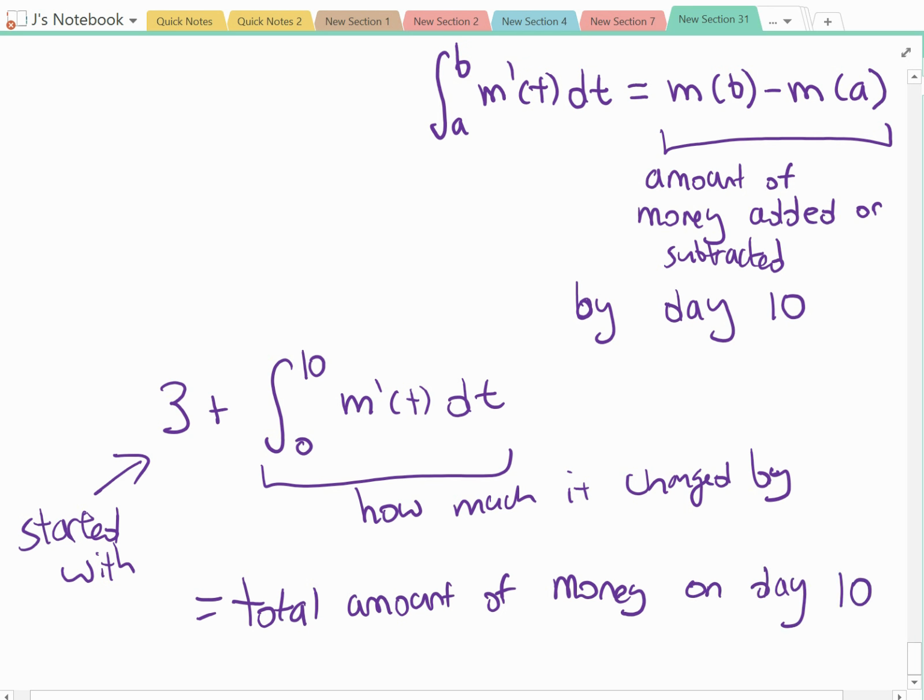Well, don't assume anything. M prime of t would contain expenses and income. It'd be a sum of that. It contains both elements. It's the total change. Revenues minus expenses.